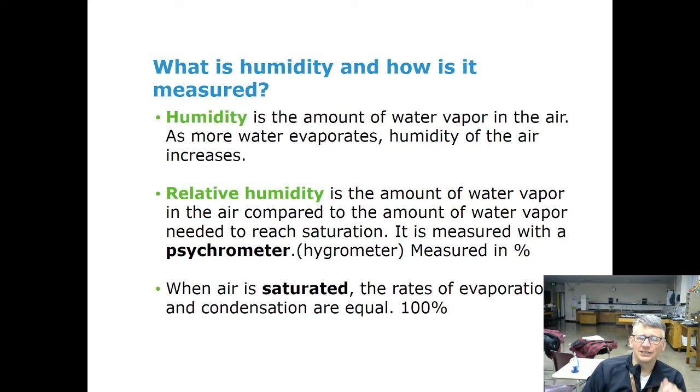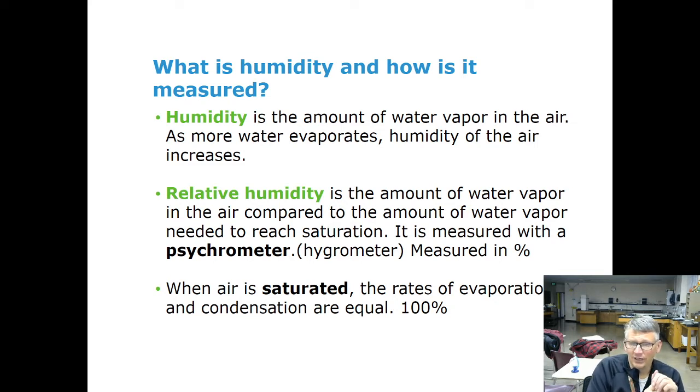So humidity is the amount of water vapor in the air, whereas relative humidity is how much moisture is in the air compared to how much it can hold. The higher the temperature, the more moisture it can hold. The colder the temperature, the less it can hold. So if it's 0 degrees out, you can have 100% relative humidity, but it's not very humid. If you have 70% humidity and it's 80 degrees out, there's a lot more moisture in the air.